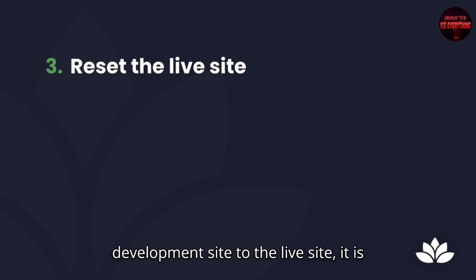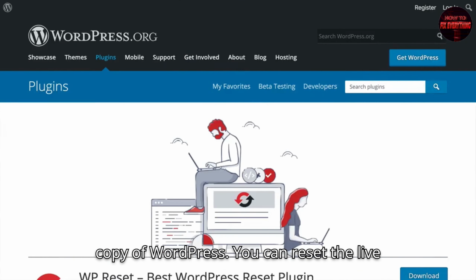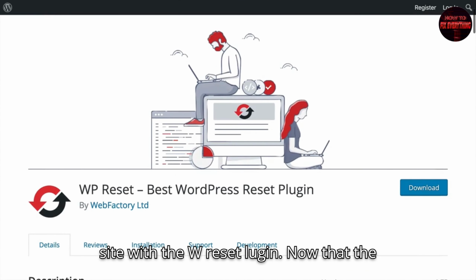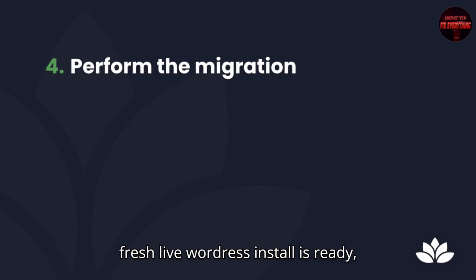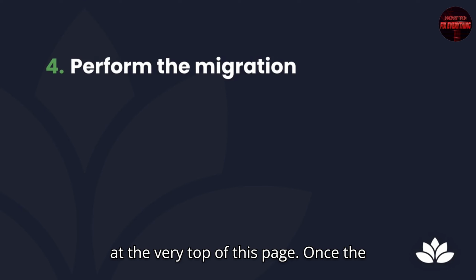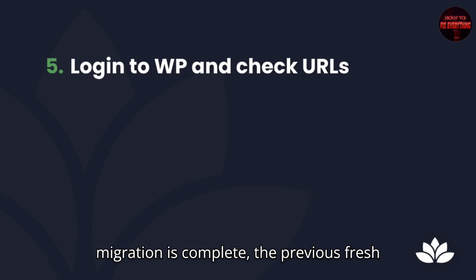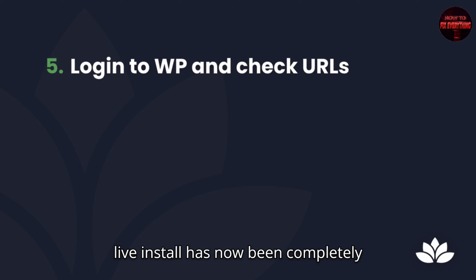Before you migrate the development site to the live site, it is best to reset the live WordPress to a fresh install. All migration plugins recommend that you migrate to a fresh copy of WordPress. You can reset the live site with the WP Reset plugin. Now that the fresh live WordPress install is ready, it's time to migrate your development site to it using your migration tool of choice. I covered this in the intro lesson at the very top of this page. Once the migration is complete, the previous fresh live install has now been completely replaced with the development site.